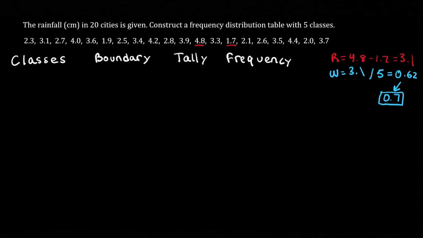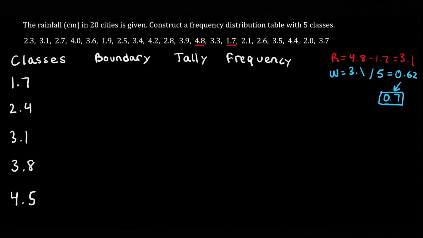Now that we found the class width, we can use this to find the lower bound of each class. So the lower bound of the first class is simply the smallest value, which is 1.7. Then we can use the width and add it to find the lower bound of the second class. So the second class would have a lower bound of 1.7 plus 0.7, which is 2.4. Then the third class would be 3.1. Then the fourth class would be 3.8. Then the last class would have a lower bound of 4.5.